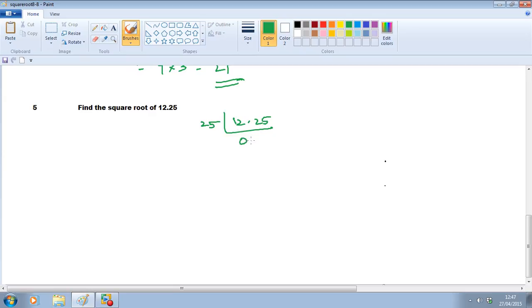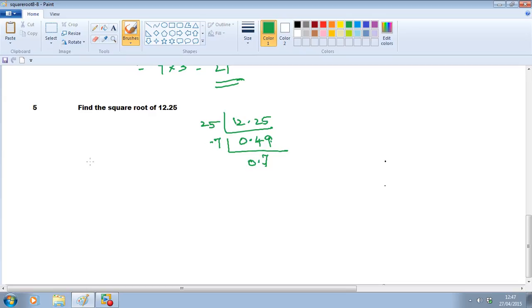So 25 times 49 is 1225, that is 0.49 in the decimal. How do you get 0.49? If you divide by 0.7, you get 0.7. 0.7 multiplied by 0.7 is equal to 0.49. So now we get the answer.